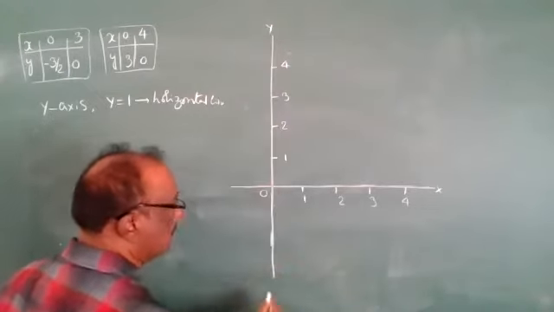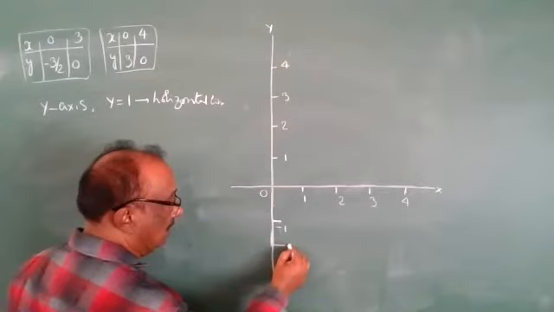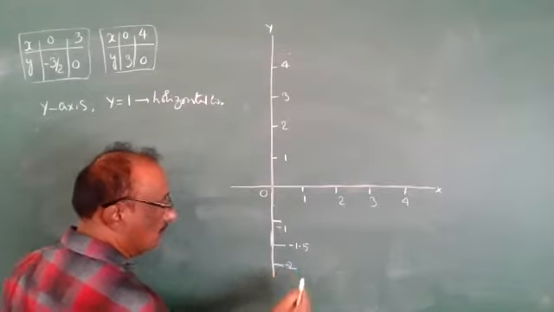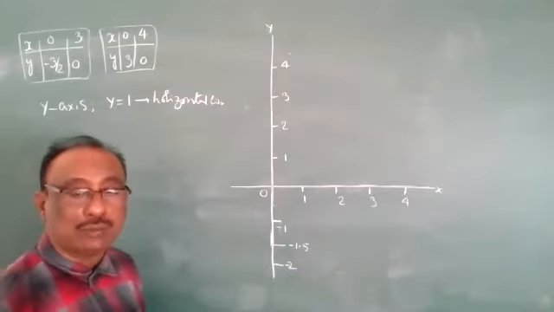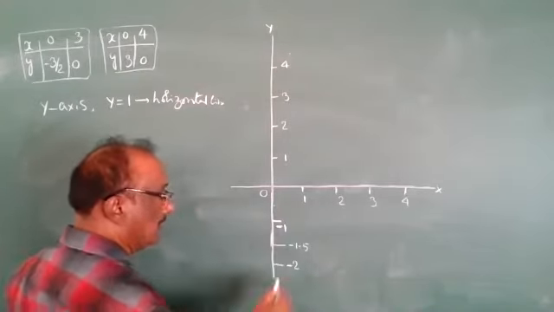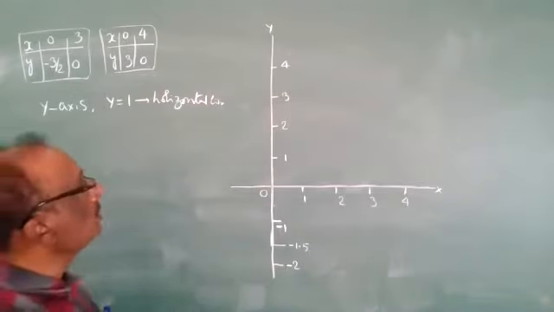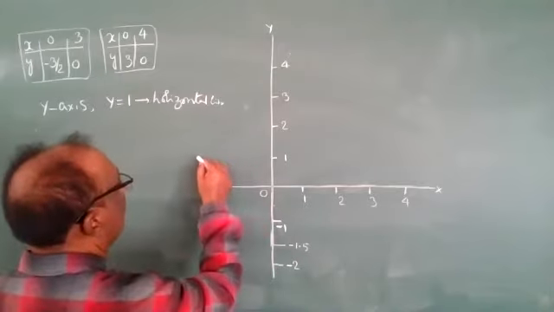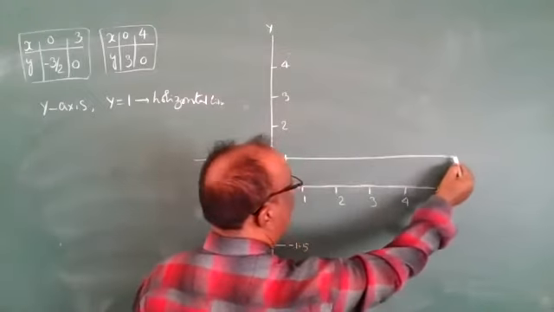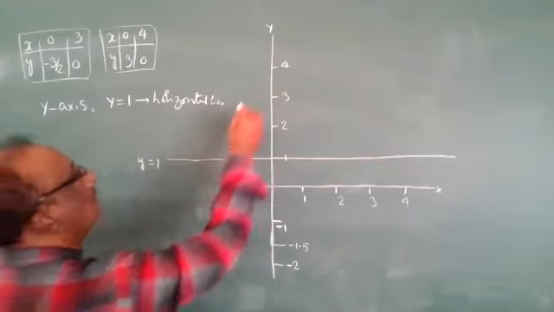On the y axis, minus 1, minus 1.5. Next minus 2. Okay, I will put minus 2. This is minus 2. Minus 1, minus 1.5, minus 2. Okay? Right, substitute the points. y is equal to 1 is the horizontal line. So y is equal to 1 line.